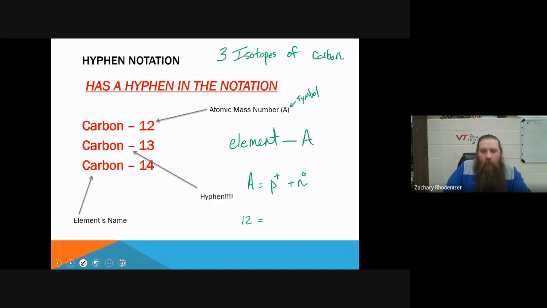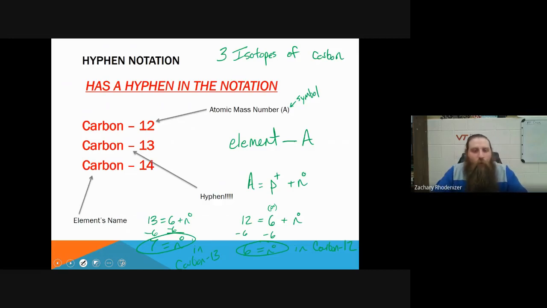Protons in carbon, when I look up carbon, carbon has 6, plus neutrons. So if I want to know how many neutrons are in carbon 12, because this is protons, I just subtract 6. So 6 equals the number of neutrons in carbon 12. Okay? If I want to look at carbon 13, well, now the mass is 13. It's still carbon, so I look up carbon, it has 6 protons, plus the number of neutrons, still subtract 6. Now 7 equals the number of neutrons in carbon 13. And obviously carbon 14 would have 8 neutrons. Okay, so that's what we use this for.